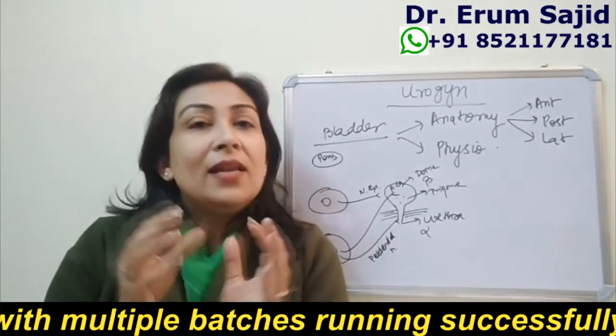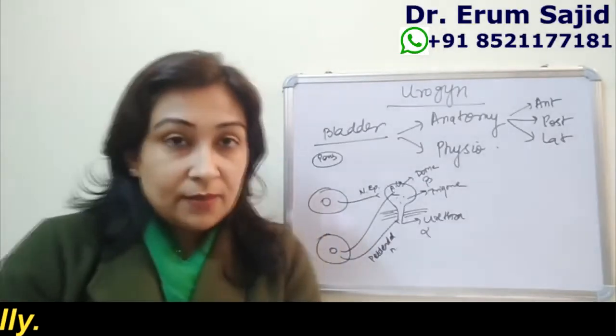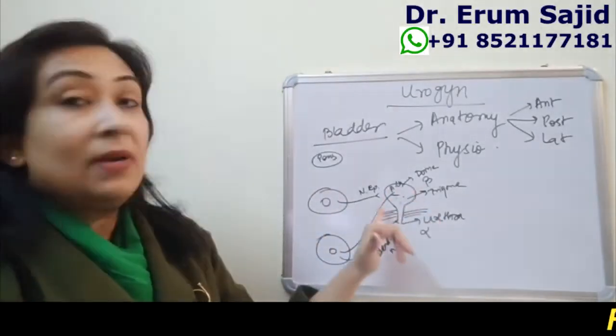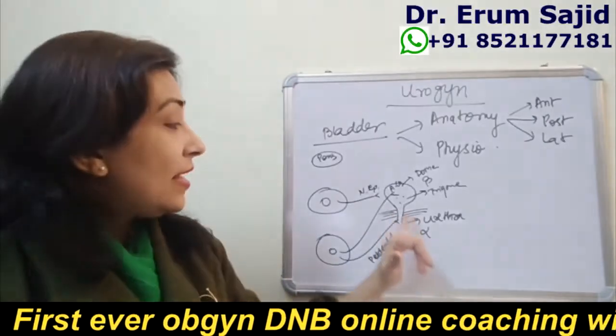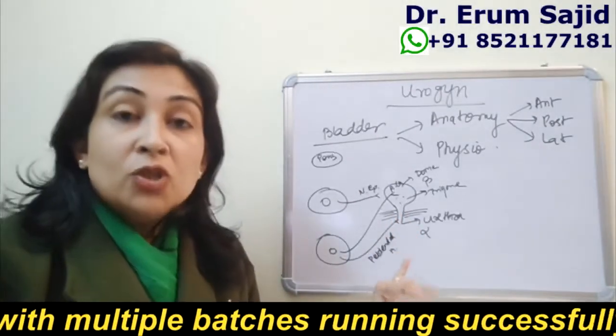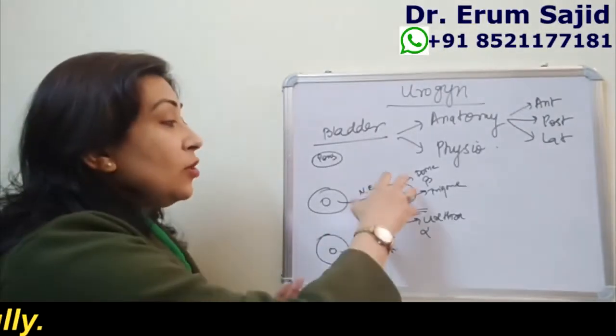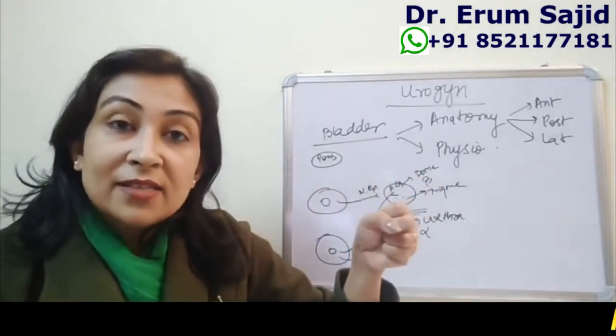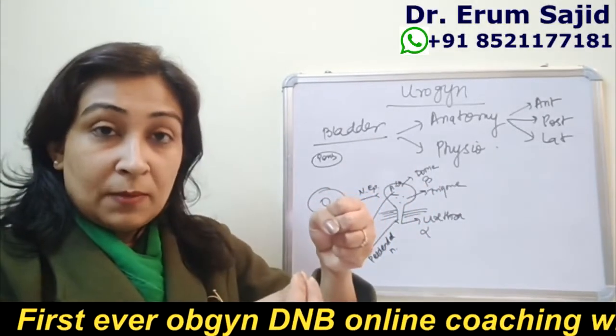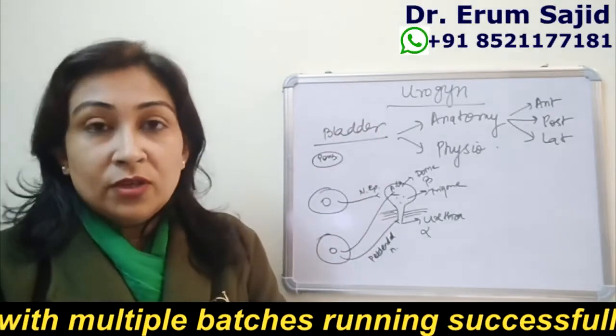So let us go into a little bit of depth to understand this. There is the detrusor muscle, and then there is a muscle in the urethra. When the detrusor muscle contracts and the urethral muscle relaxes, there is voiding of the urine.